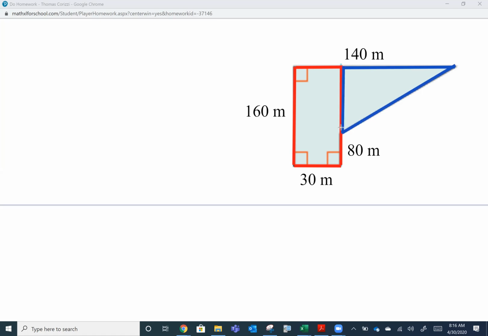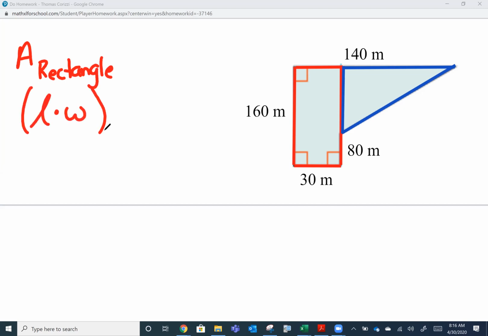Okay, so now they gave us a bunch of different measurements we're going to use to solve. So we have to find the area of the rectangle first. And a rectangle's area is just simply length times width. So in this problem, my length is 160, my width is 30. So that's easy. But what we do have to do is add this to the area of the triangle to get the total area.